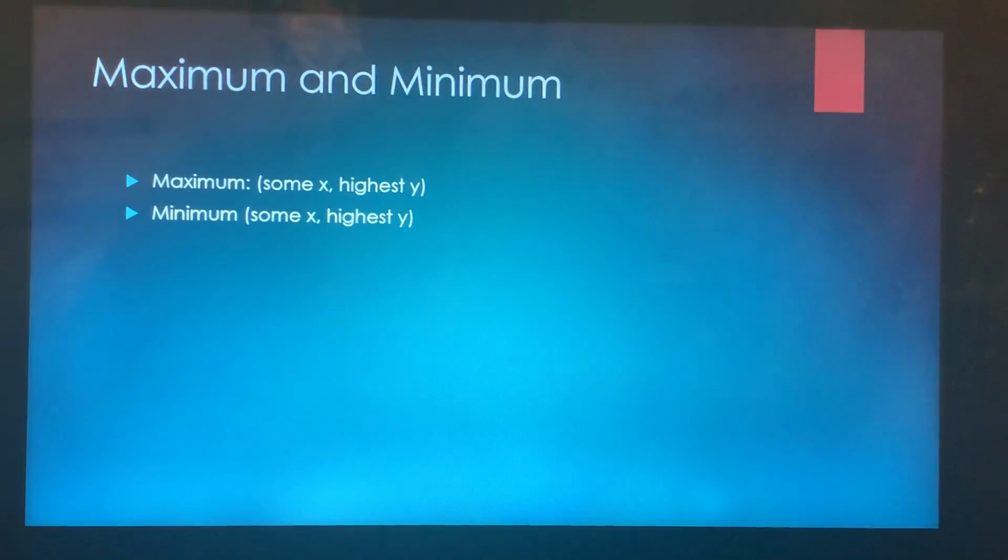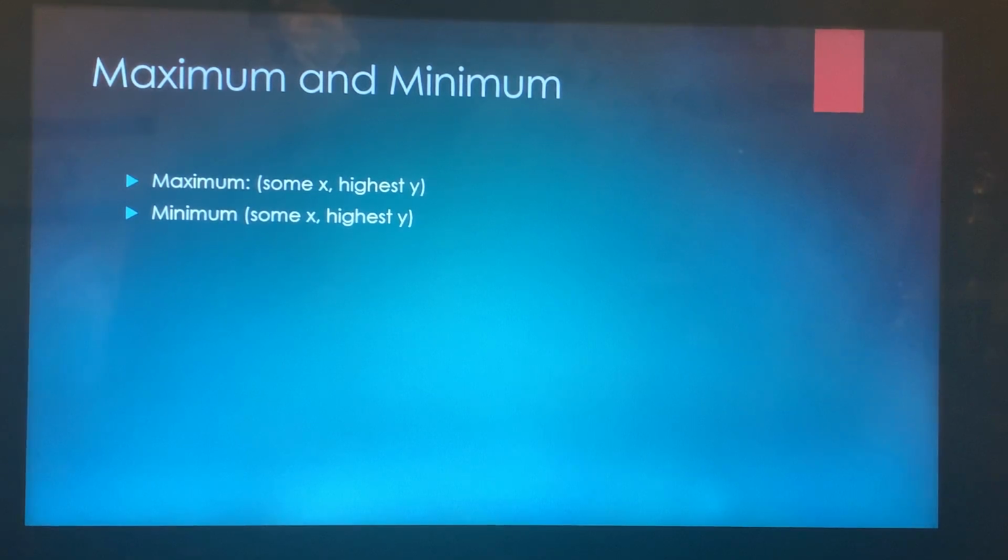I move on to maximum and minimum. These can also be in brackets. Remember, brackets includes, parentheses excludes that number. So it's going to be the maximum is going to be, you might only have to write the y because it's for y values.